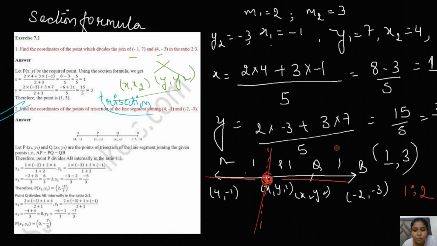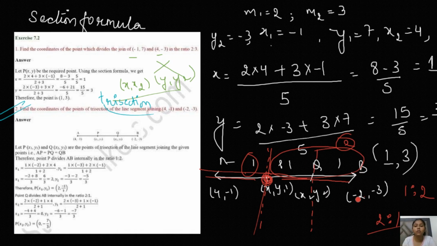Am I right? This will be considered as 2 in case of a continuous line, and this will be 1. So 1:2 will be considered as the ratio. You will get the x coordinate and y coordinate for P. And when you consider Q, then that will be the continuous one, and the ratio will be 2:1. Am I clear? So in the case of P, you will take 1:2 as the ratio, and in the case of Q, you will take 2:1 as the given ratio.